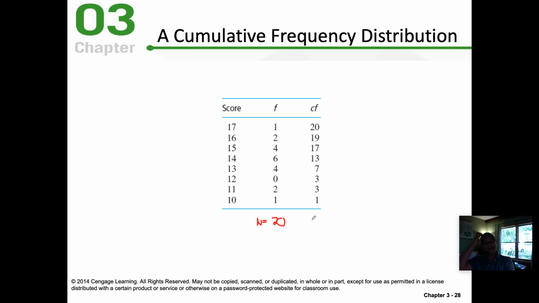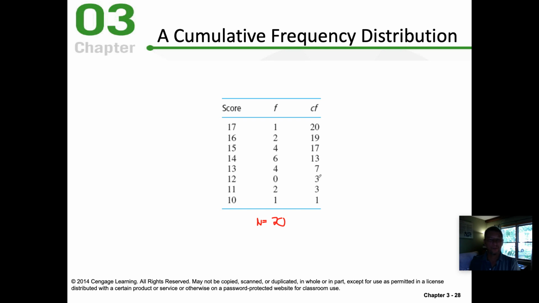Now, how do we get the cumulative frequency? Well, in this case, it's kind of weird because we are used to working in a table from top to bottom. But in this case, it's actually easiest to go from bottom to top. And so the cumulative frequency for a score of 10 is simply 1. But the cumulative frequency for a score of 11 is 3. Now, how did I get that? Remember, cumulative frequency is all of the scores at or below that score. So 2 plus 1 gives me 3.